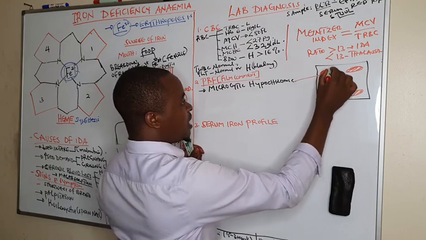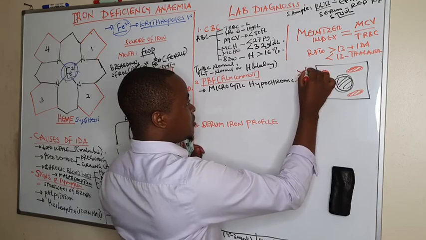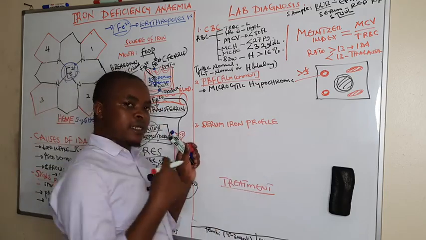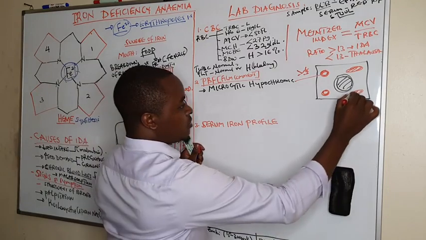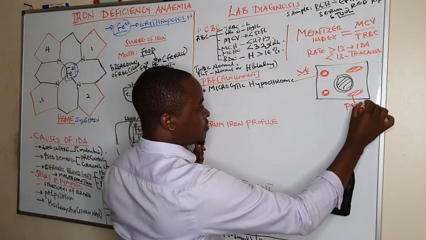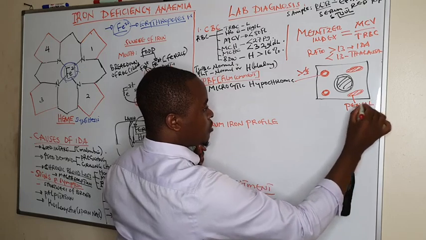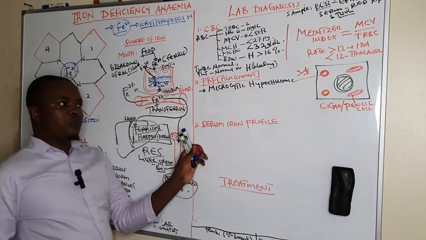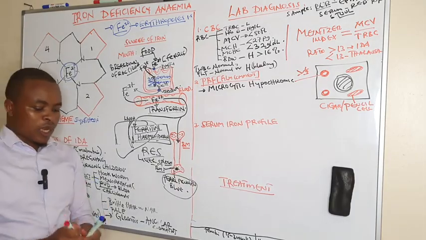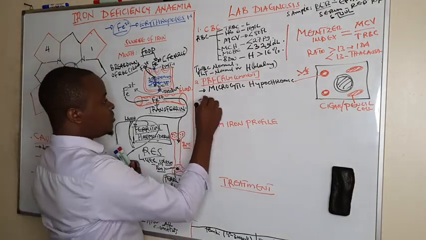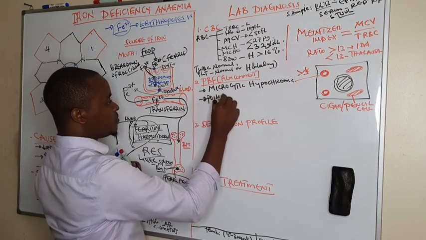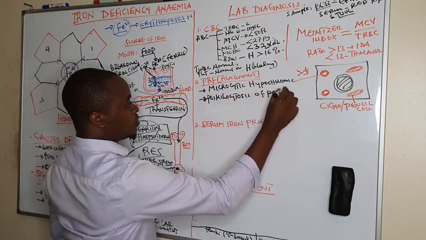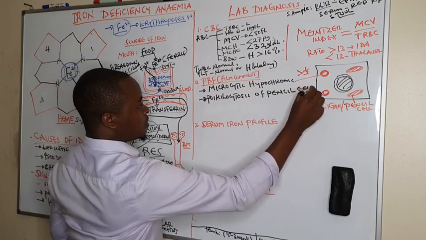The area of central pallor is greater than a third. It has a bigger area of central pallor, and even the size is less than 6 micrometers. Then also there is presence of pencil cells, or you can call them cigar cells. They are cigarette-like, cigar or pencil cells. So another finding under PBF, we are going to see poikilocytosis of pencil cells in a thin film.